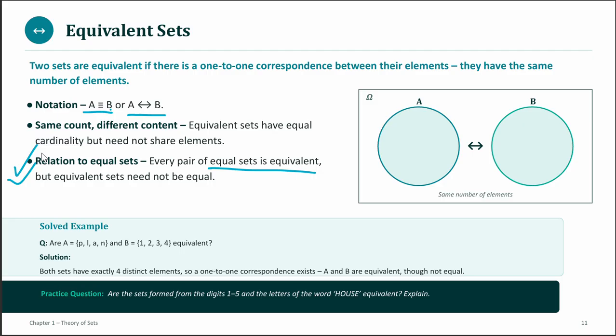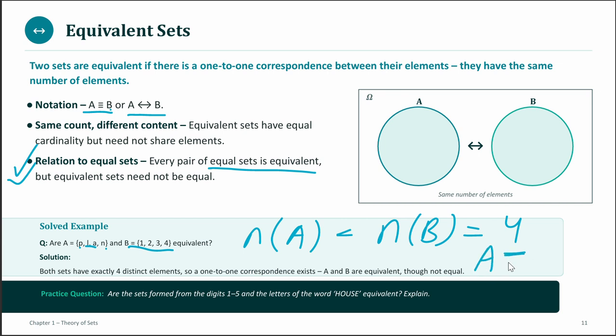So if you see here, A is equal to {PLAN} and B is equal to {1, 2, 3, 4}. Both of the sets A and B have 4 distinct elements. That means the cardinality of A is equal to the cardinality of B, which is equal to 4. Therefore, they would be classified as equivalent sets and we are going to represent them like this.